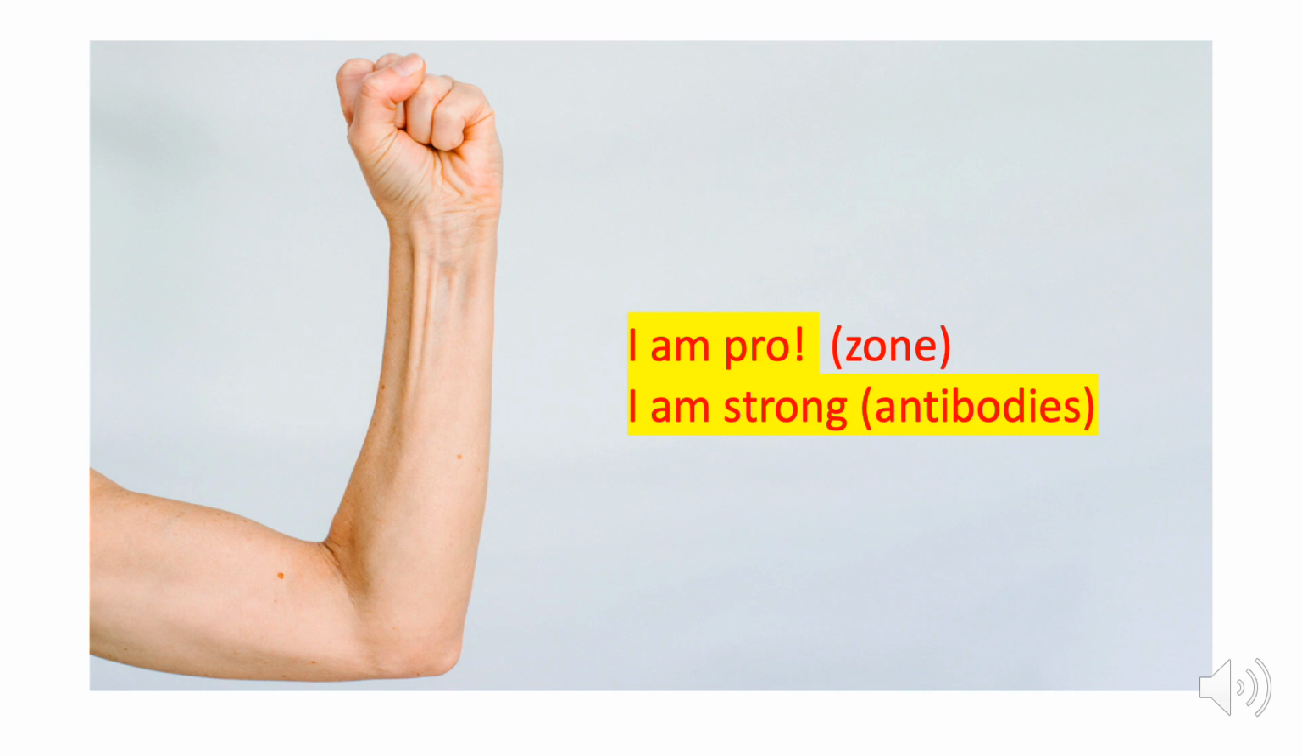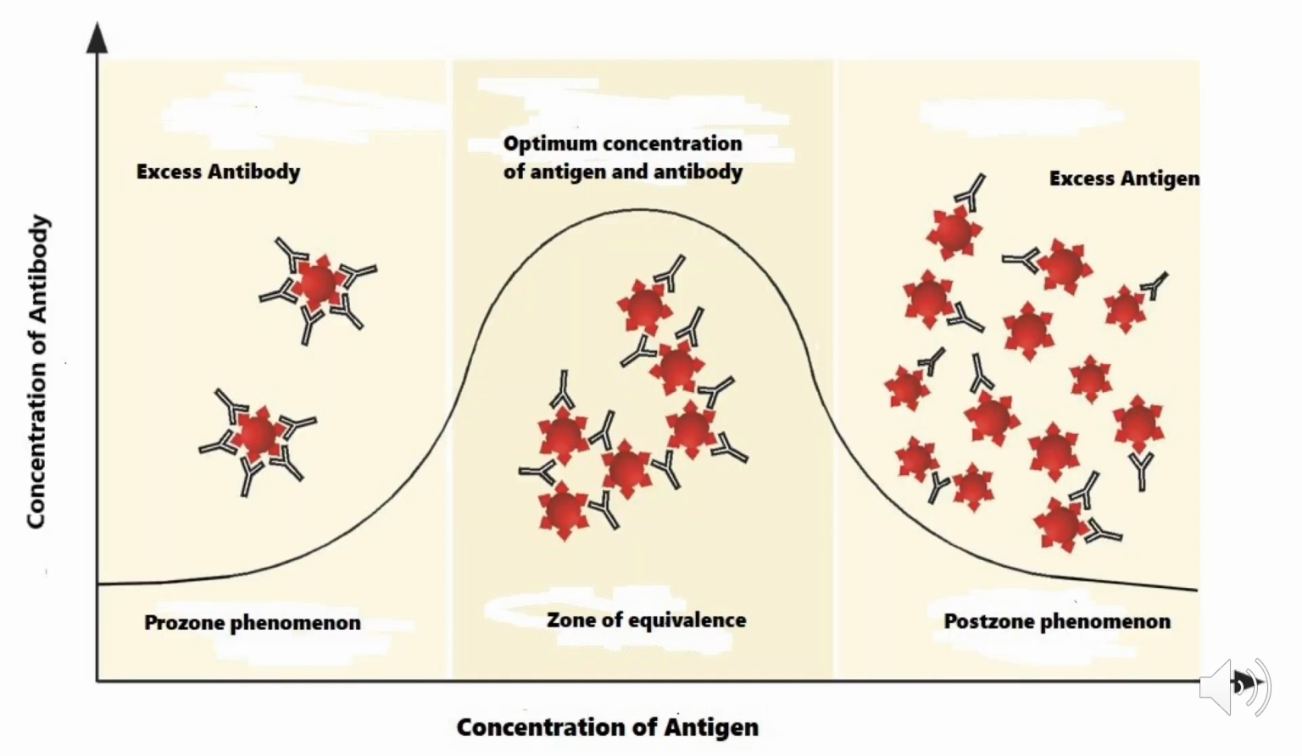So for you to easily remember that prozone has excess antibodies, I want you to take a look at the picture. Every time we're doing that, we're actually expressing strength. And when you have excess antibodies, you are actually strong. I am pro. I am strong. Excess antibodies. In order to produce a positive result in a serological test, the ratio of the antigen to antibody must be within optimum range.